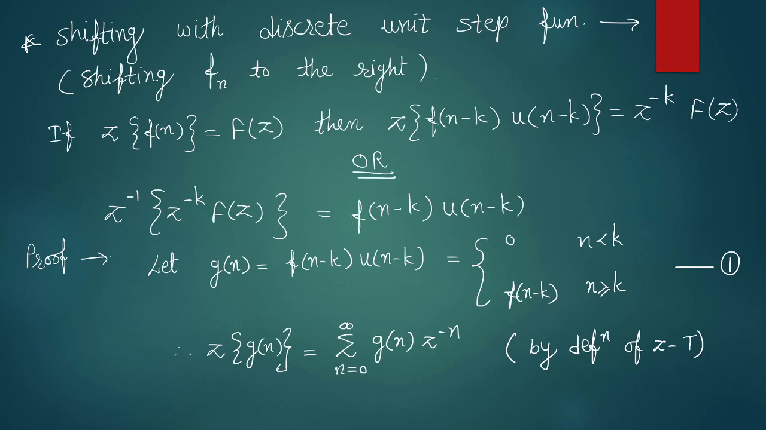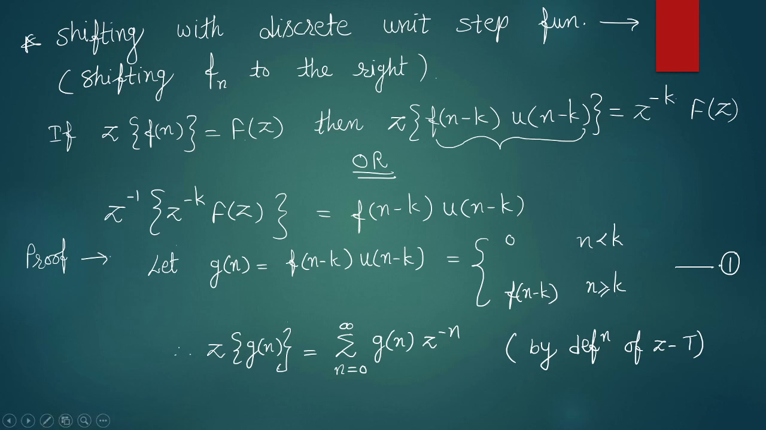Now shifting with the discrete unit step function, and here shifting f of n to the right. Here the z transform of f of n equals capital F of z, and the z transform of f of n minus k u of n minus k equals z to the power minus k F of z, or in terms of inverse. Here we consider g of n equal to f of n minus k u of n minus k. We know that by the definition of the unit step function, when n is less than k, its value is 0. When n is greater than or equal to k, its value is f of n minus k.